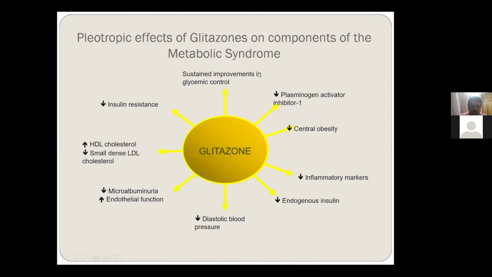The thiazolidinediones have sustained improvement in the glycemic control and decrease the plasminogen activator inhibitor, and hence increase the plasmin and also decrease the clotting. In central obesity, they reduce the inflammatory markers, increase the endothelial function, and reduce the diastolic blood pressure. Because of the endothelial dysfunction, which is known as the Steno's hypothesis, when you have reduced the endothelial dysfunction or increased the endothelial function, microalbuminuria may also reduce. It increases the HDL cholesterol and reduces the small dense LDL, which reduces the cardiovascular events and reduces the insulin resistance. But the problem is the edema along with that.